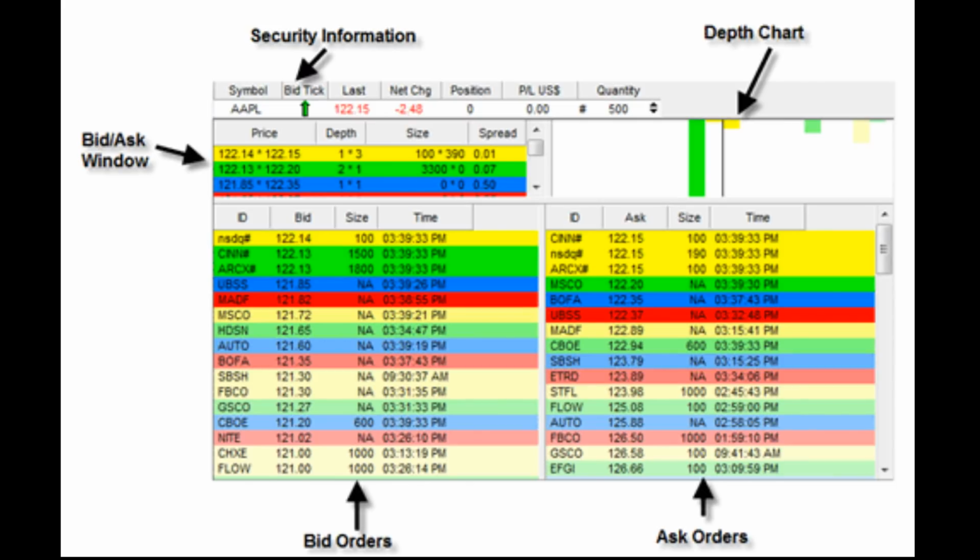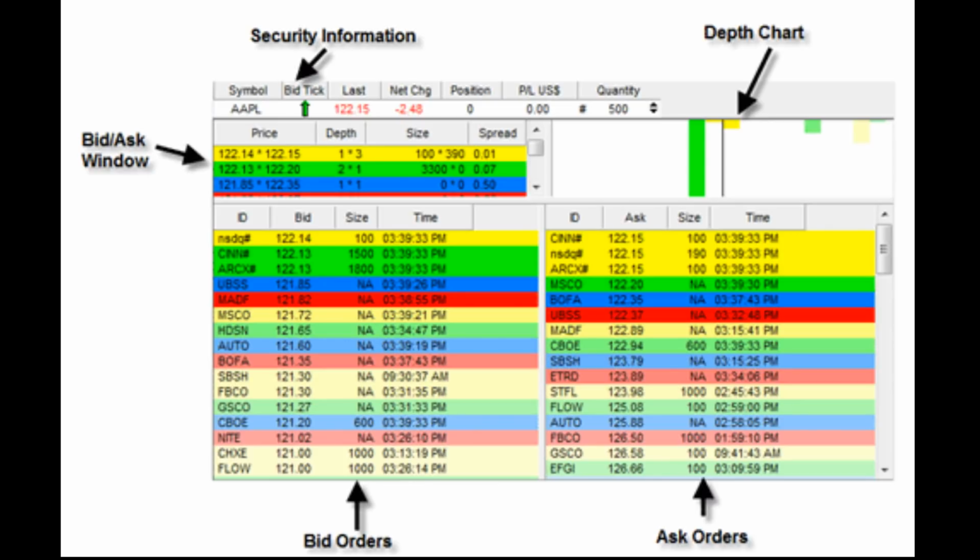So at the top there, you see the security information, obviously the stock that you're looking at. On the right-hand side at the top, that's the depth chart. Down below the security information on the left side will be the bid-ask window. Then everything below that on the left-hand side will always be the bid orders. Everything on the right-hand side is always going to be the ask orders.